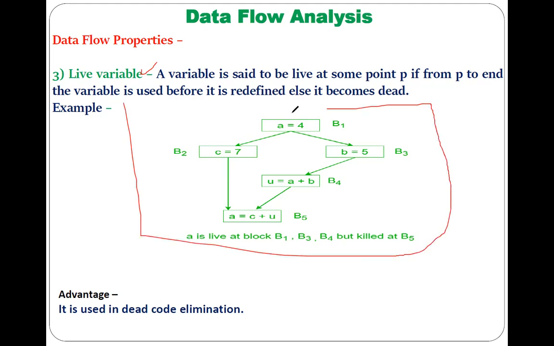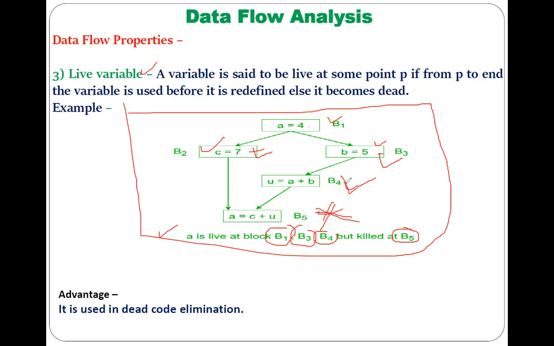This is the control flow graph that is given. In this graph, these are B1, B2, B3, B4, and B5. In each block, you can see some definitions. Now, what is being mentioned? A is live at B1, B3, B4, but it is not live at B5, or it gets killed at B5. Why is it so? Let's see. A is live at block B1. It is live at B3. It is also live at B4, but it is not live at B5.